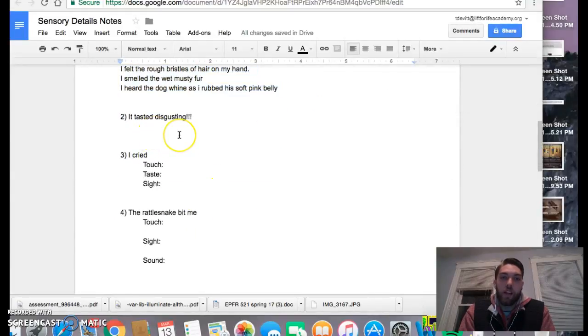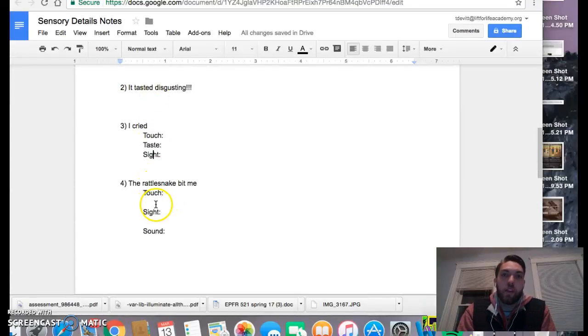I want you guys to try these 3 by yourself: 2, 3, and 4. Change it. Instead of saying it tasted disgusting, actually give some of the flavor, some of the aroma, the smell. Instead of saying I cried, what do you feel, right? Do you feel the hot tears? Do you feel the liquid coming down your face? Do you taste the salt in your mouth, right? The salty tears. Sight, do your eyes get kind of blurry? So this is what you're going to be thinking about. Do 2, 3, and 4.